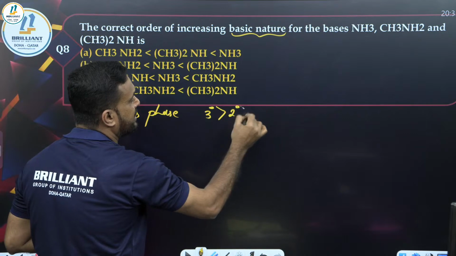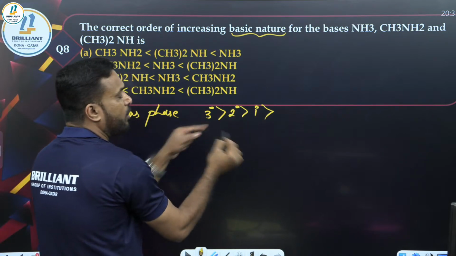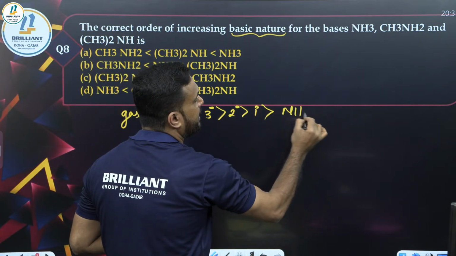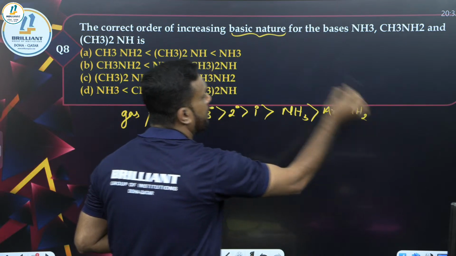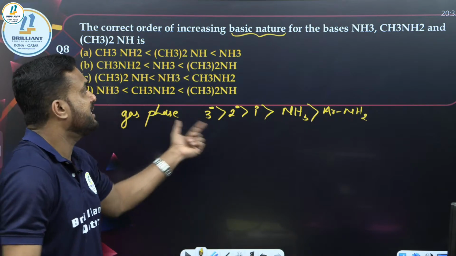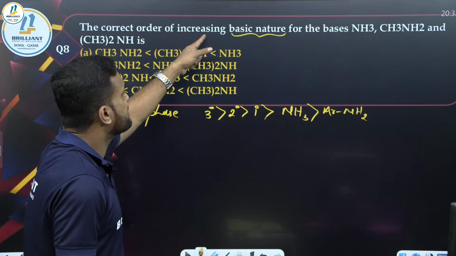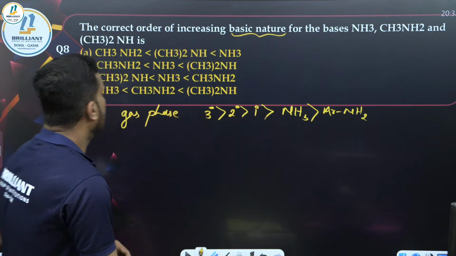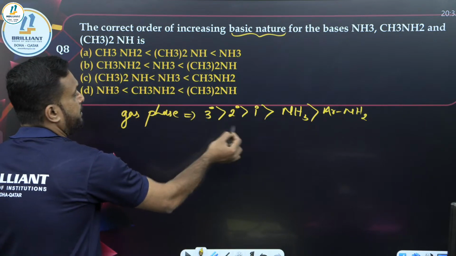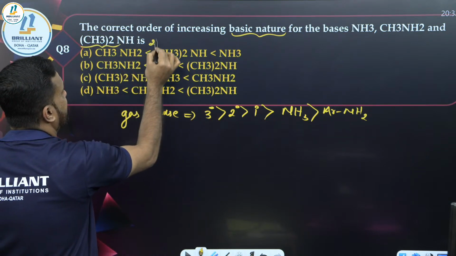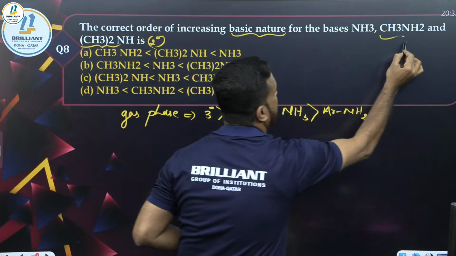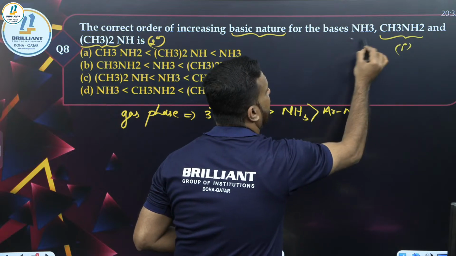Tertiary greater than secondary greater than primary. This is what we call aliphatic amines. After that ammonia comes, after that aromatic amine, RNH2. This order always keep in mind. I wrote the decreasing order; here they are asking increasing. Gas phase, this order always keep in mind. So here they gave the secondary amine, this is the primary amine, and this is ammonia.